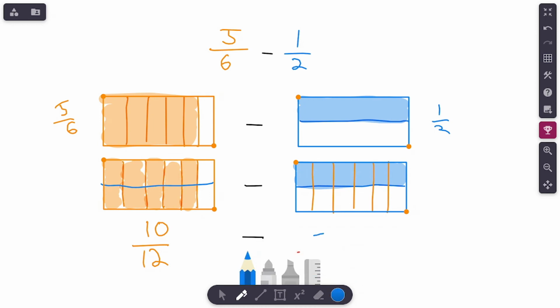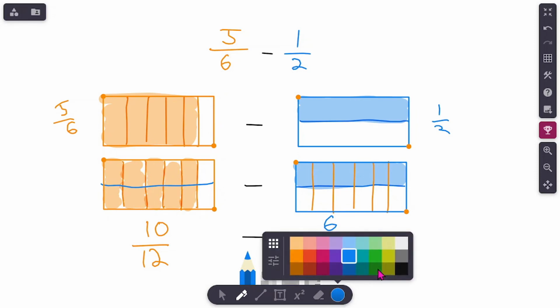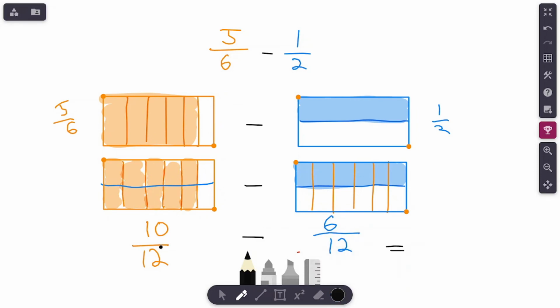And what did we get in our blue model? Hopefully we have a denominator of 12. 1, 2, 3, 4, 5, 6, 7, 8, 9, 10, 11, 12. Good. Denominators are the same. That's good news. How many are shaded in? 1/12, 2/12, 3/12, 4/12, 5/12, 6/12. So we've got 10/12 minus 6/12.